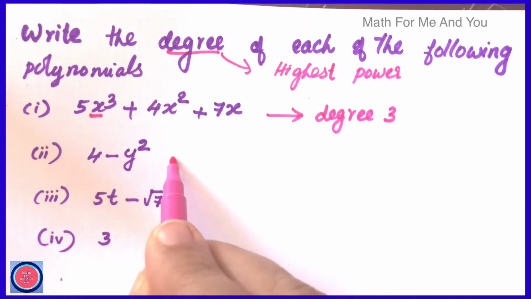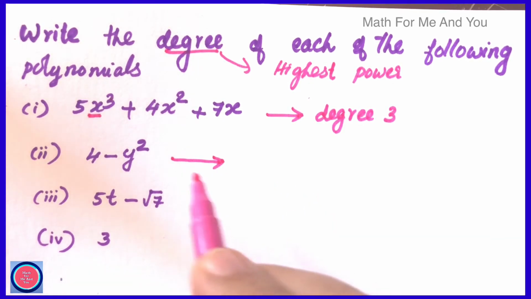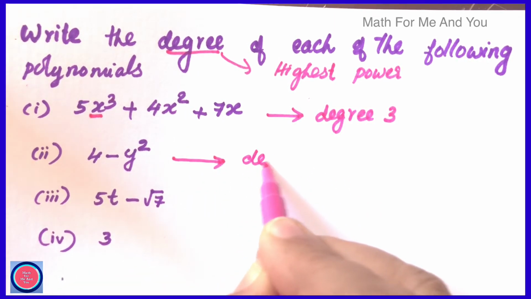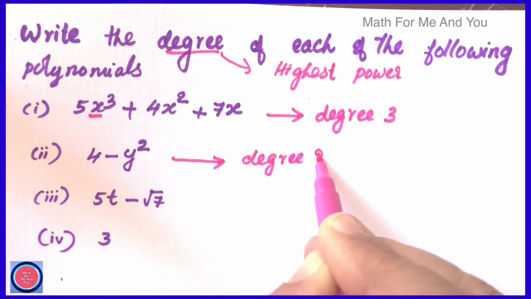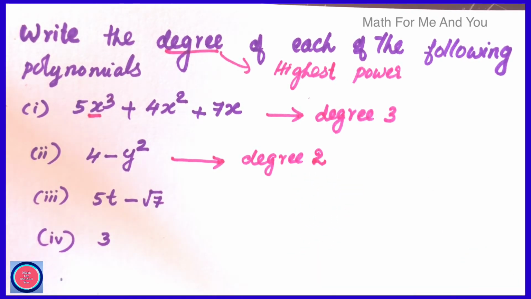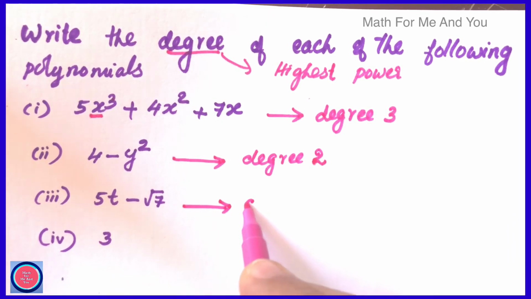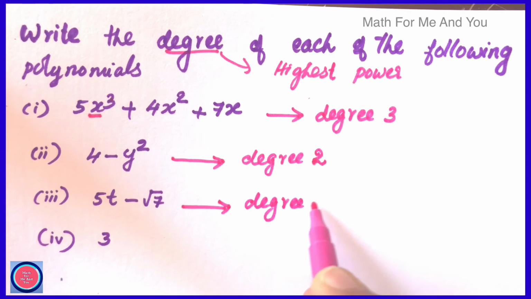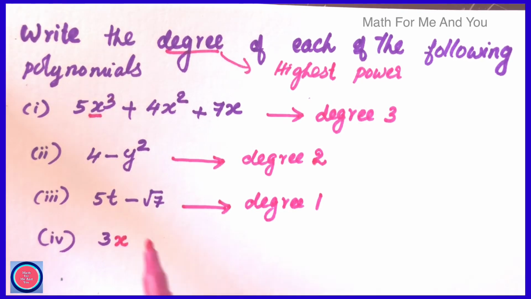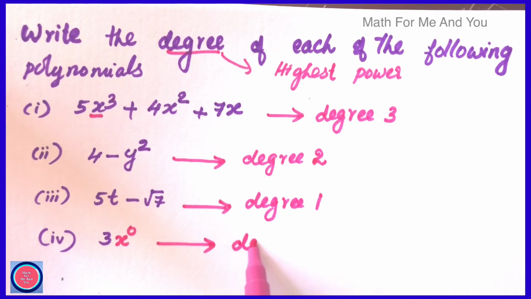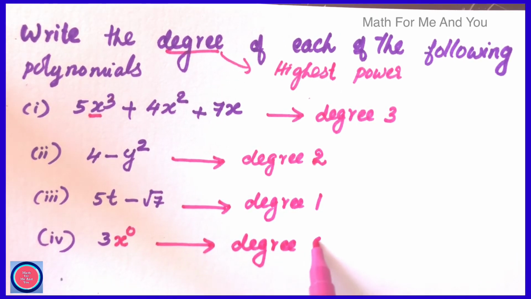Second polynomial. What is the degree? Highest power is 2. So the degree is 2. Next one, 5t minus root 7. Here the variable is t. What is its power? Its power is 1. So the degree of the polynomial is 1. Last is 3, a number. There is no variable. So we can consider any variable. Let it be x with 0 power. If we see only a number, then we can write that the number is of degree 0 because it has a variable with 0 power.